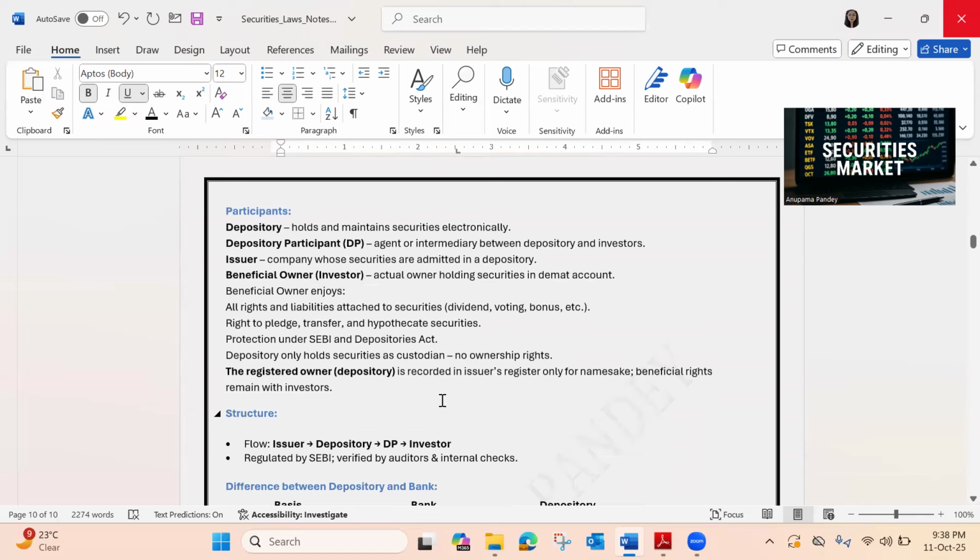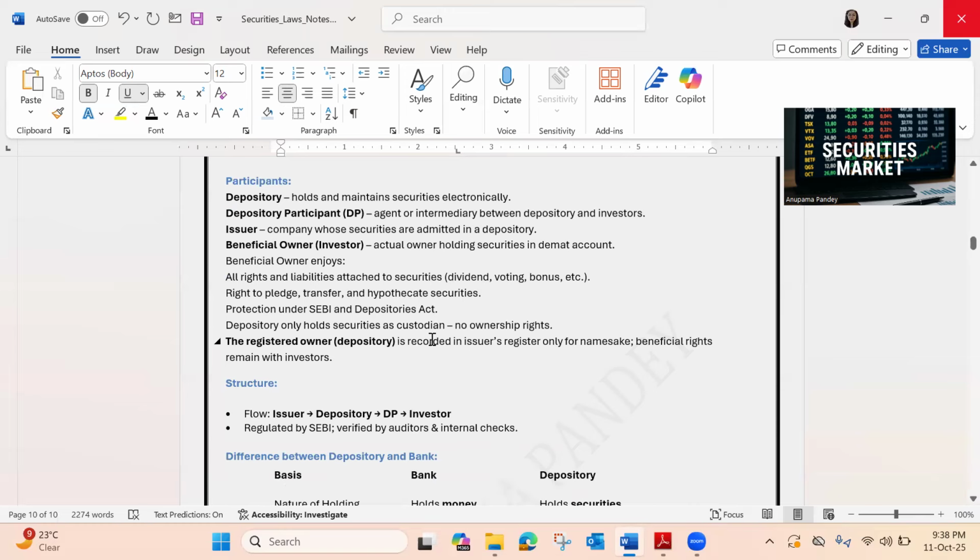Participants: who are the participants here? First one is the depository, who holds and maintains the securities electronically. Depository participant, who acts as an agent to the depository, and is an intermediary and link between the depository and the investors, you may say. Issuer, the company whose securities are admitted in the depository, whose shares are usually issued to the investors, are the issuers. Beneficial owners: now there are two differentiations of owners, like beneficial owner and registered owner.